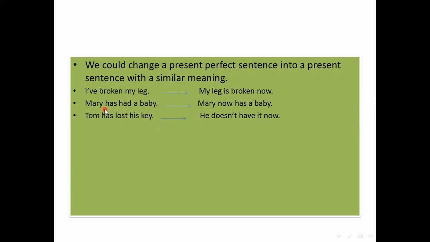The second example, Mary has had a baby. This is present perfect. So it has a connection with the present situation. We can say Mary now has a baby. Tom has lost his key. He doesn't have it now. So there's a possibility to talk about the past and present at the same time.